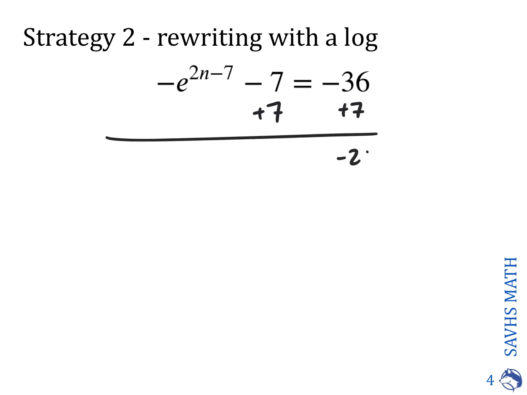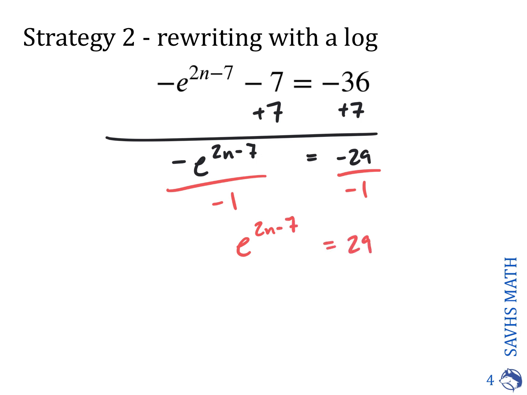So I get -29 on this side equals negative e to the 2n minus 7. I think I better divide both sides by -1 to get rid of those negatives. So I get e to the 2n minus 7 equals 29. Now we need to rewrite with a log. So this is the process that's kind of new to us today. So I'm going to rewrite it: log base e of 29 equals 2n minus 7.